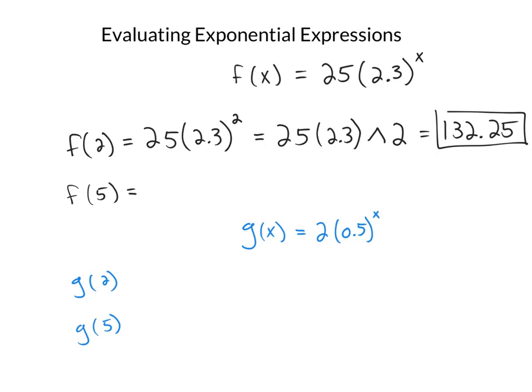Let's do the next one. I'm going to change colors here. We're just going to copy the values again, 25, 2.3 to the power of, this time our input to our function f is 5, so I'm going to substitute the value 5 here. And I'm going to skip the step where I show you how to put it in a calculator. When I do the exponent, you have to do the little up arrow, or the caret character, 2.3, close parentheses to the power of 5.